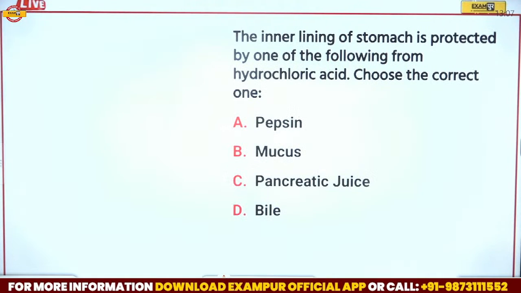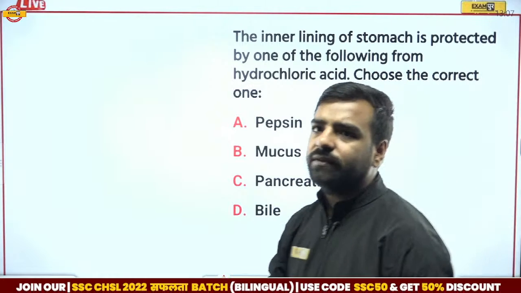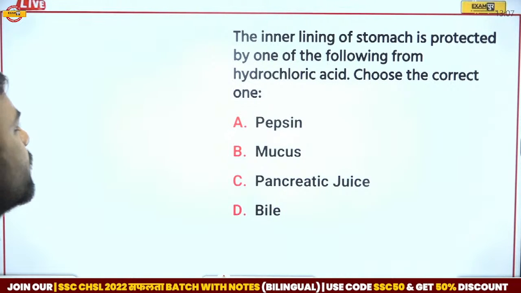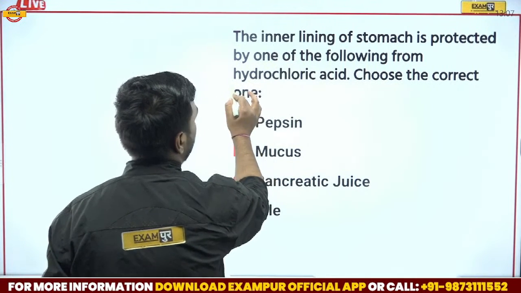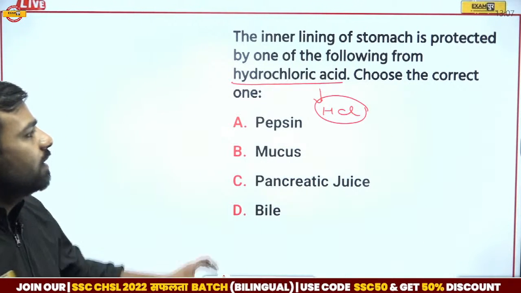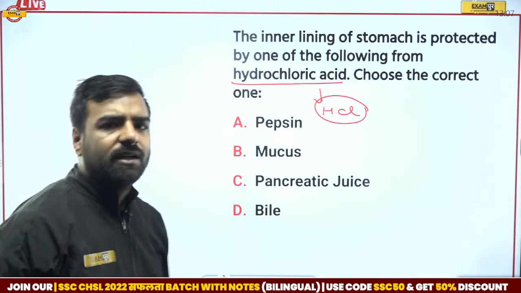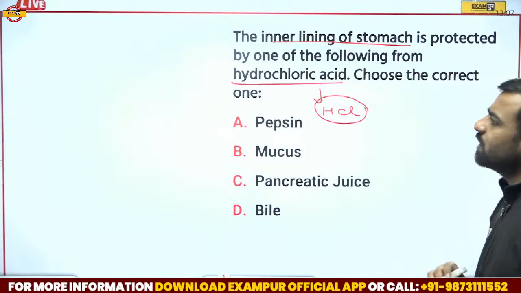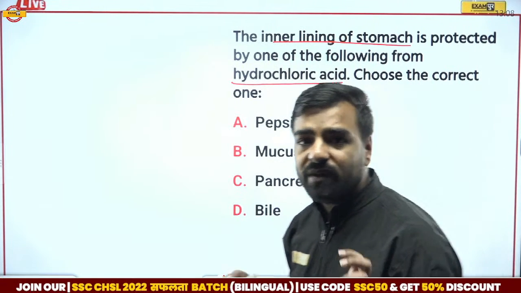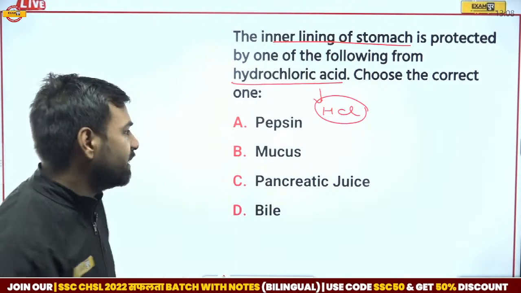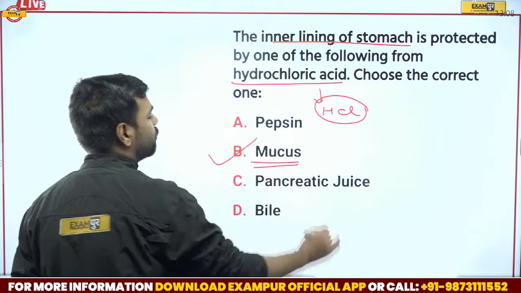Next we have: the inner lining of the stomach is protected by one of the following from hydrochloric acid. Choose the correct one. So when we are talking about the inner lining of the stomach, it is protected from hydrochloric acid, known as HCl. The question is from the stomach part, we are aware of that, right? The inner lining of the stomach must be protected from HCl. Why? HCl is a very dangerous acid, which might create issues for the stomach. But the inner lining of the stomach is protected by mucus. So option B is going to be the correct answer.